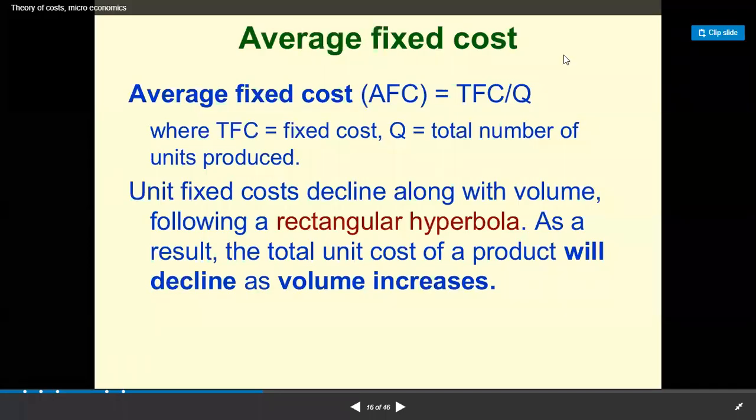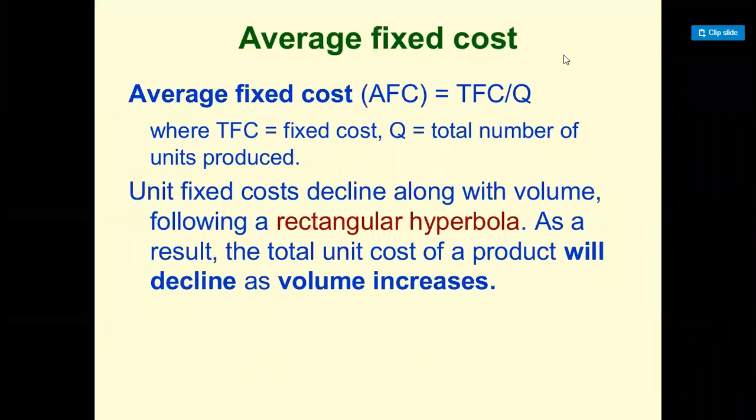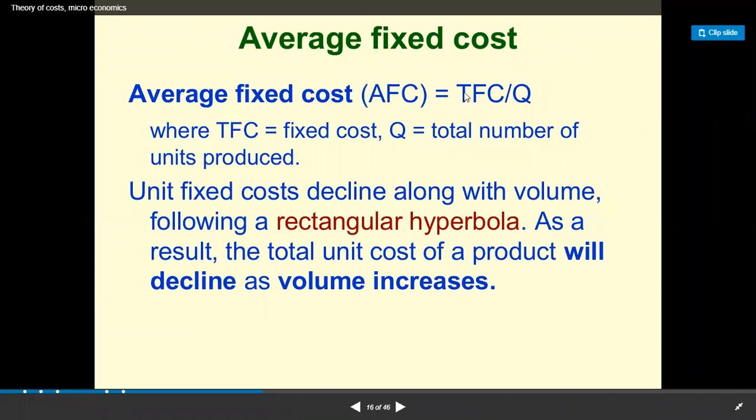So in this portion, we are discussing the average fixed cost. What is meant by average fixed cost? First of all, we have to know that average fixed cost refers to the per unit fixed cost of the production. It is calculated by dividing the TFC by the total output. Means if we want to know the average fixed cost, total fixed cost divided by quantity gives us the average fixed cost.